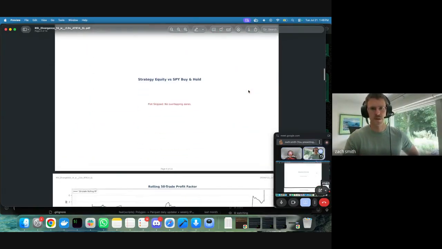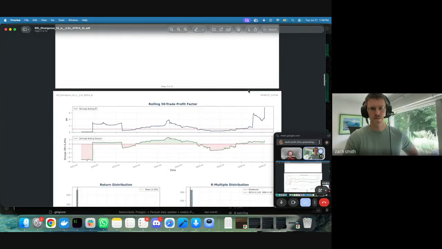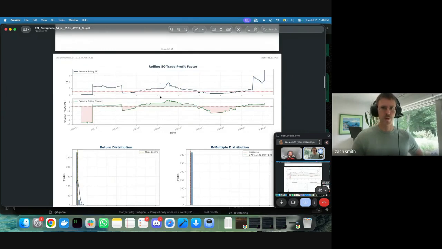So we have a rolling 50 trade profit factor. So I think what that means is it's taking 50 trades and it's trying to plot what the profit factor is. And we want to see a smooth chart. Walk me through what we want to see in this scenario.